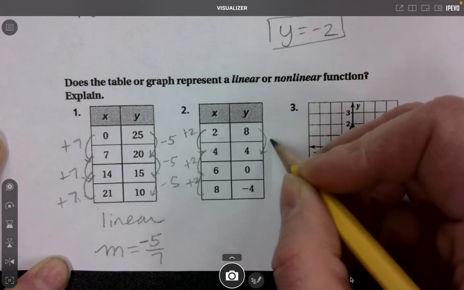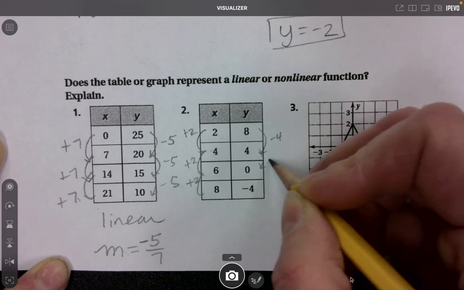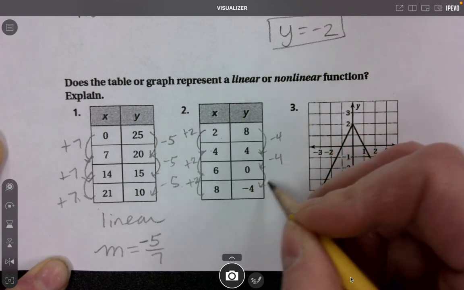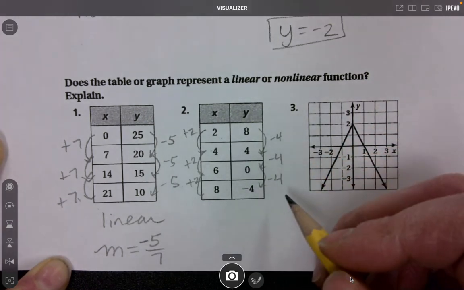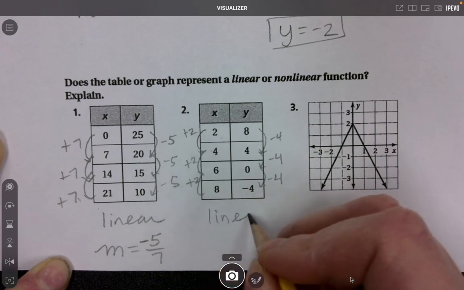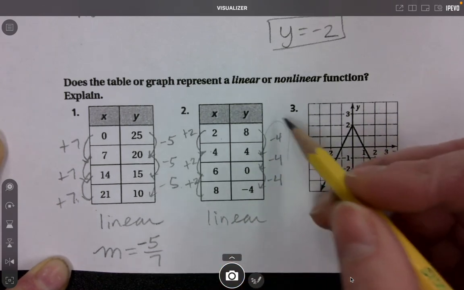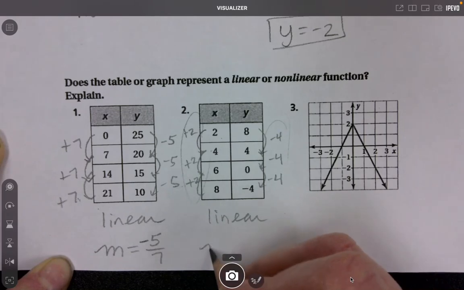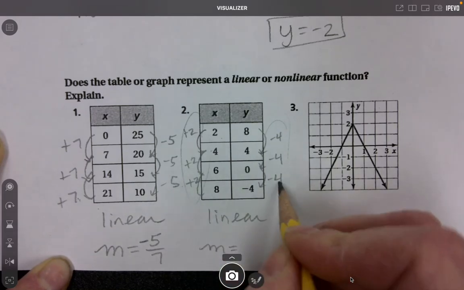From 8 to 4, we're subtracting 4. From 4 to 0, we're subtracting 4 again. 0 to negative 4, still minus 4. So we're going down by 4. So this one's going to be linear as well. We have a constant rate of change for both our y's and our x's. So my slope would be negative 4 over 2.